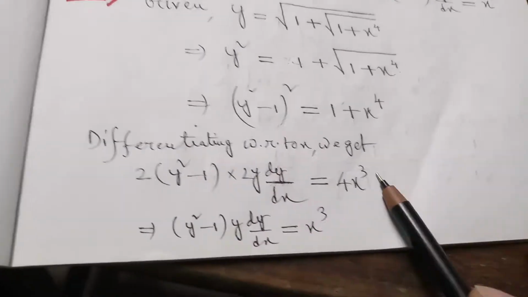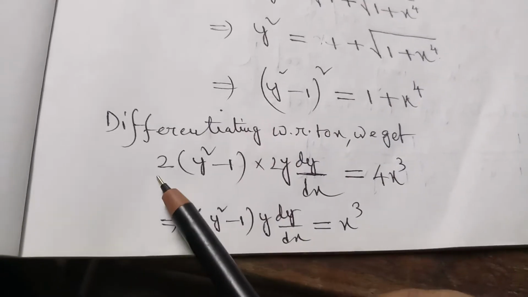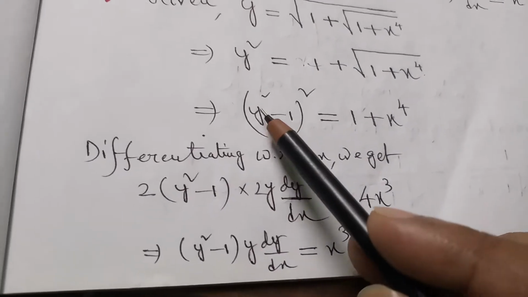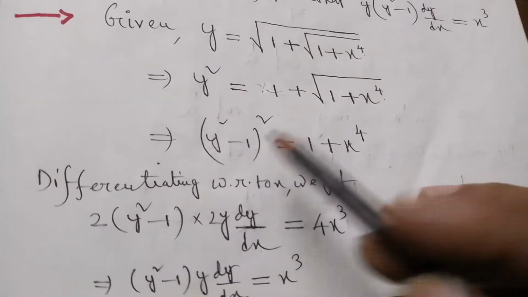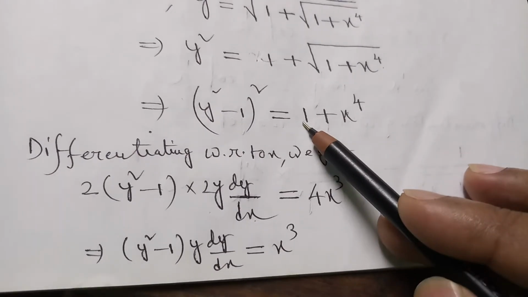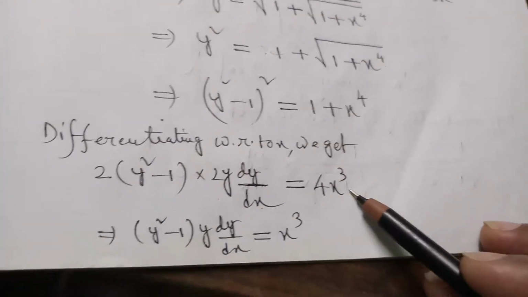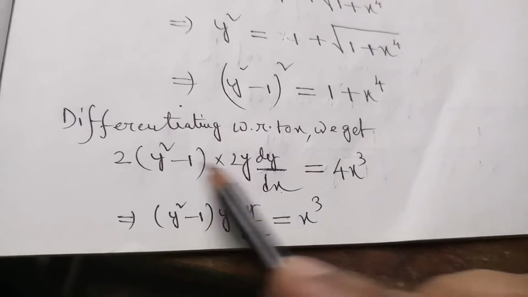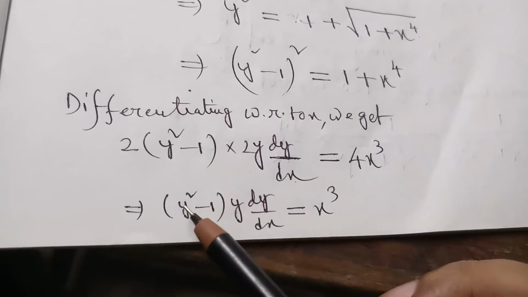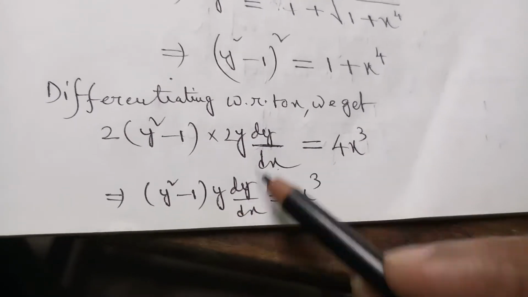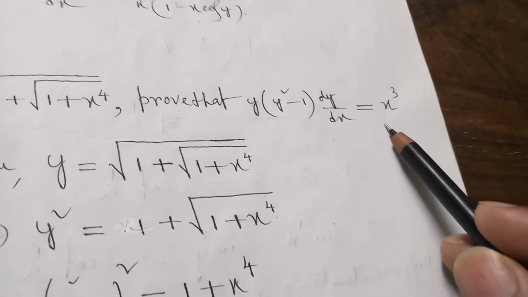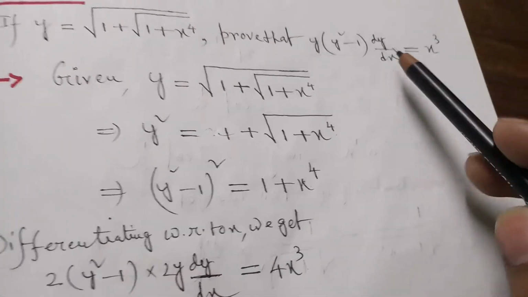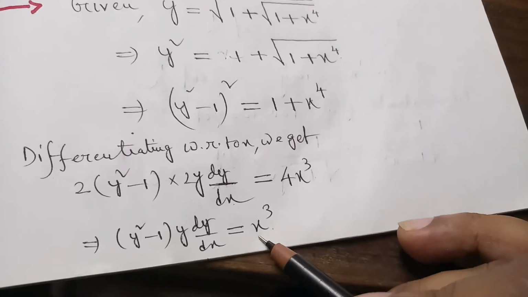Now differentiating with respect to x, it should be 2 into (y² minus 1) into the derivative of (y² minus 1) with respect to y, which is 2y dy/dx, and the derivative of minus 1 is 0 obviously, and the derivative of 1 is 0, and the derivative of x to the power 4 is 4x³. I think 2 into 2 is 4, this 4 cancels out. So (y² minus 1) into y, this y into dy/dx, should be equal to x³ only. I think the proof is completed. Clear? That is y into (y² minus 1) dy/dx equals x³. The proof is completed now.